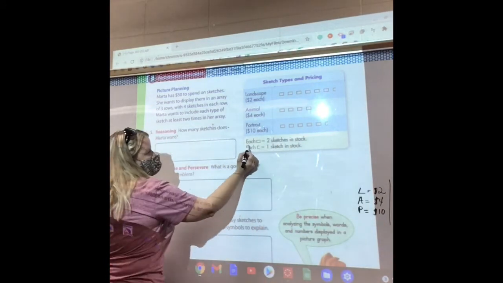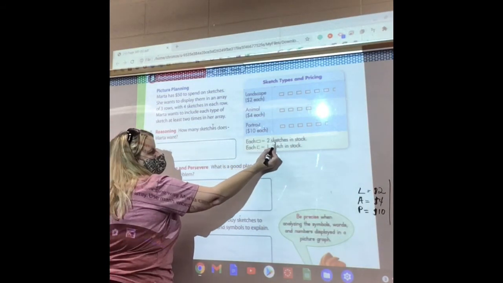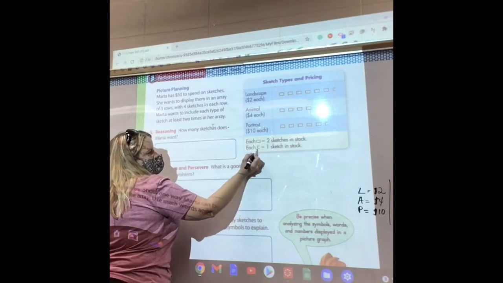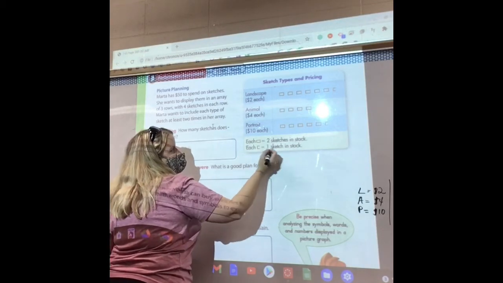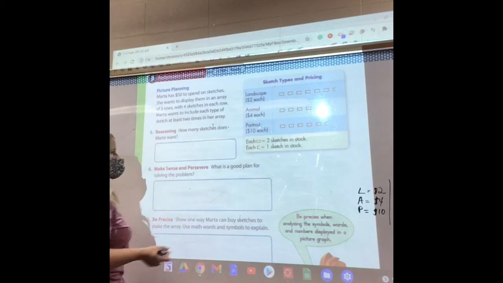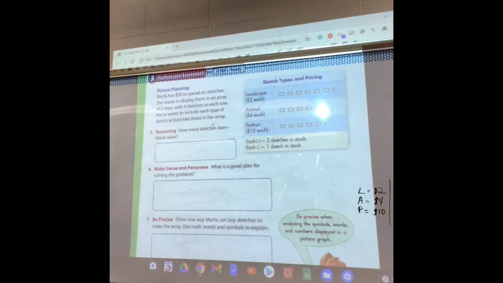Because it says here, each rectangle equals 2 sketches in stock. Each half of a rectangle equals 1 sketch in stock. Remember, this is our scale, okay? So it says, how many sketches does Marta want for number 5?